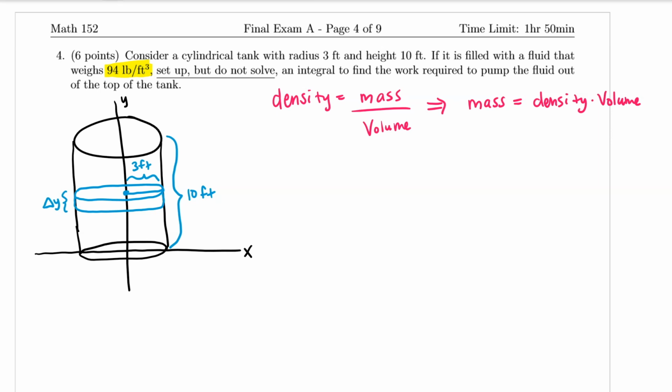And one way that you can think about that is I like to think about it with the units, because the units on this thing are 94 pounds per cubic foot. And so if I multiplied this by something that had cubic feet, what would happen is these would cancel out and it would leave me with a measurement of pounds, which is a measurement of force.